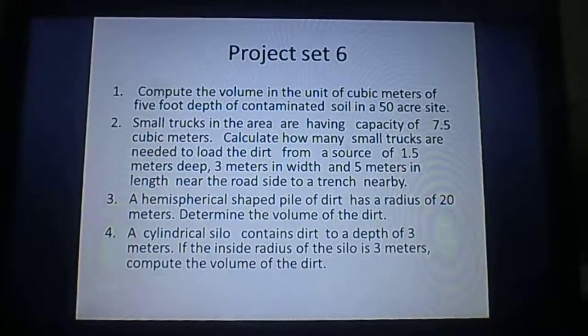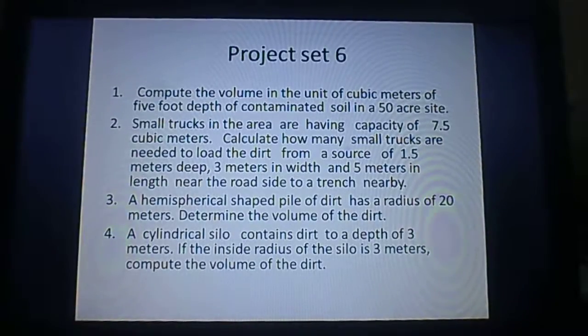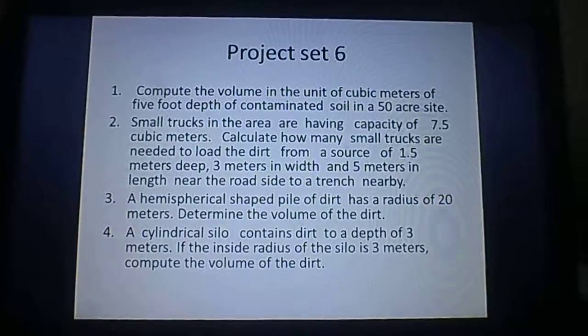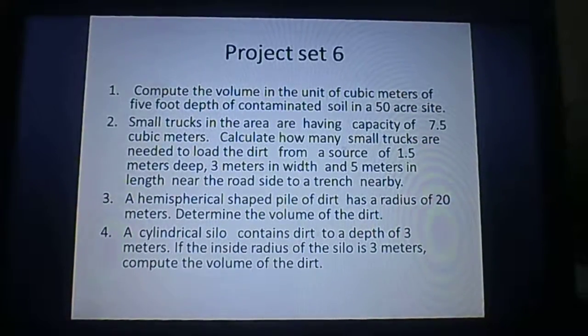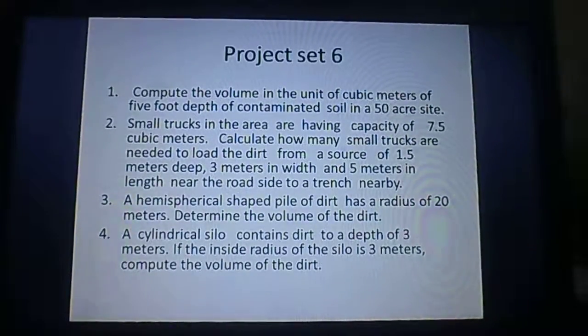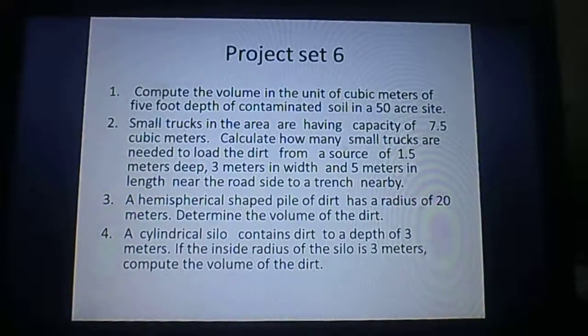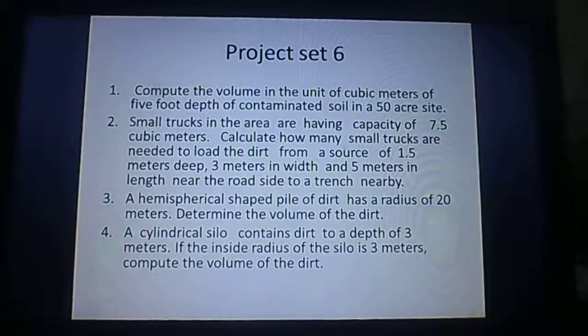Number 3. A hemispherical shaped pile of dirt has a radius of 20 meters. Determine the volume of the dirt. Number 4. A cylindrical silo contains dirt to a depth of 3 meters. If the inside radius of the silo is 3 meters, compute the volume of the dirt.